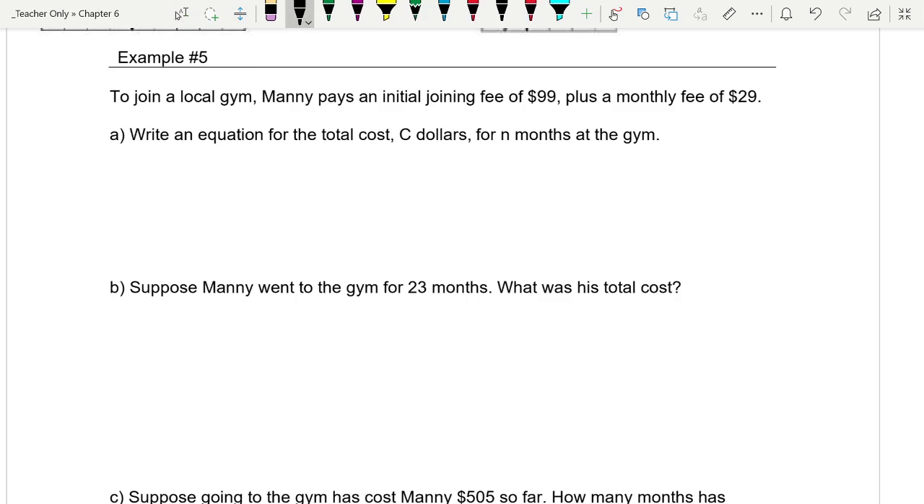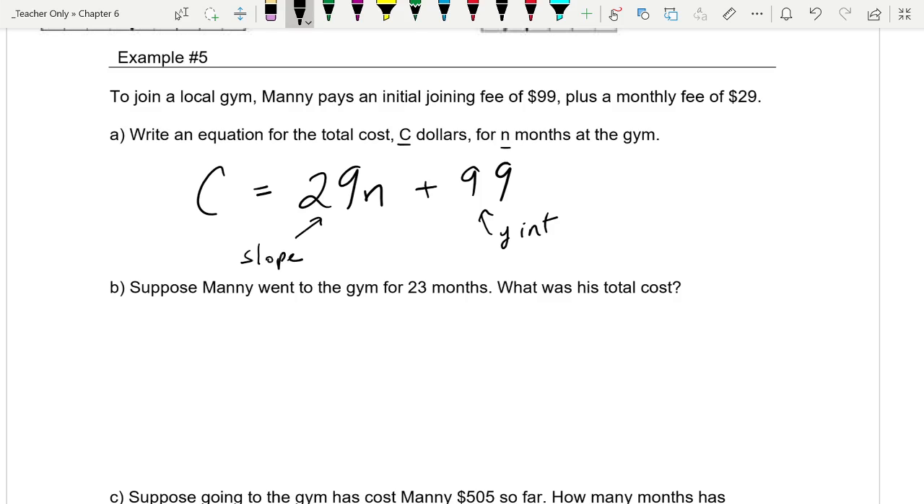Manny pays an initial joining fee of $99 plus a monthly fee of $29. So write an equation for total cost, C in dollars, for n months at the gym. C is equal to 29n plus 99. So this, of course, again, is the y-intercept. This, of course, again, is if I had a graph, the slope would be go up 29 and over 1 to get to the next number.